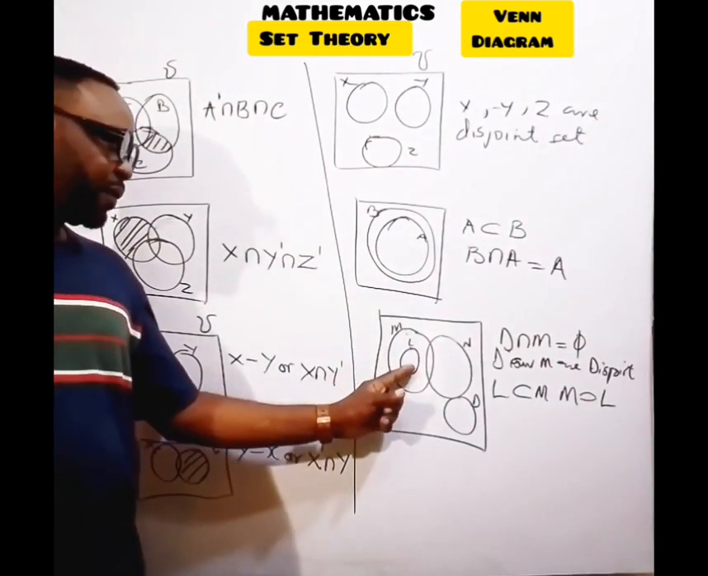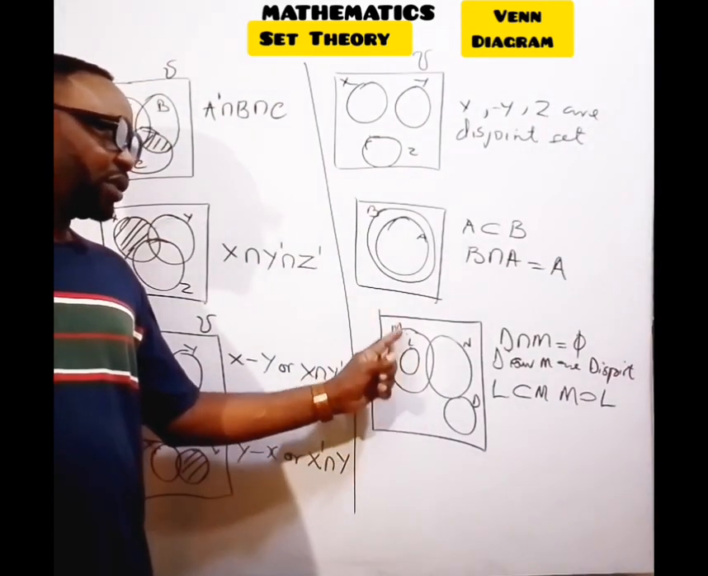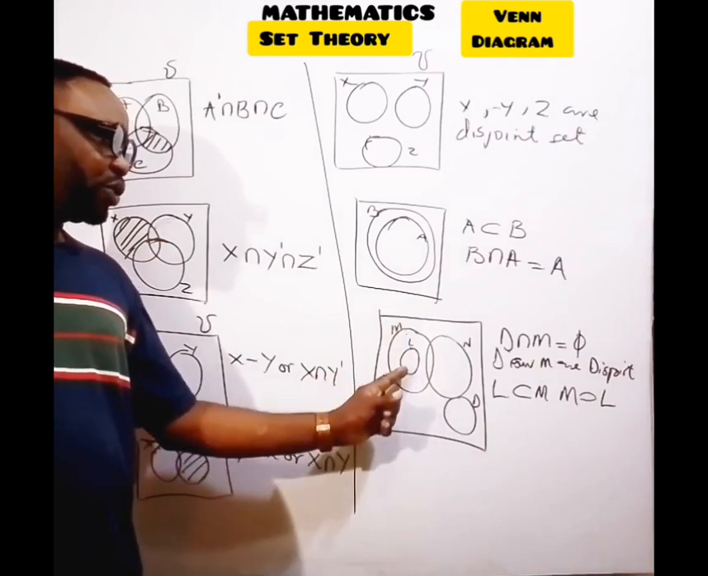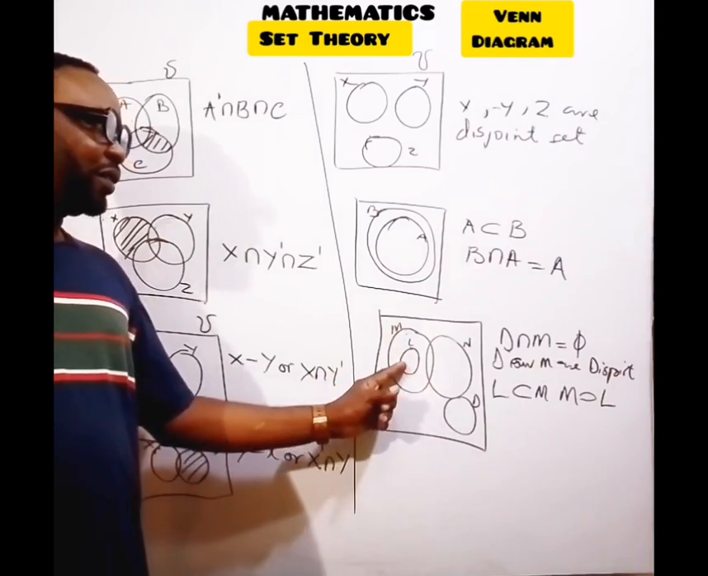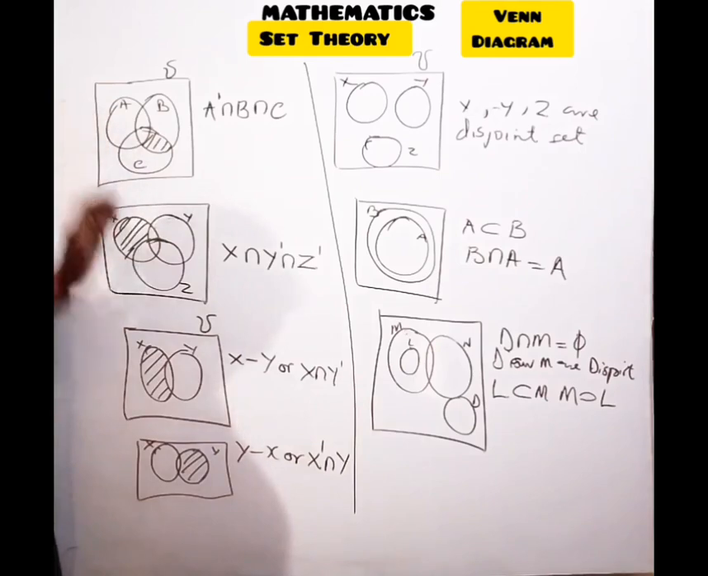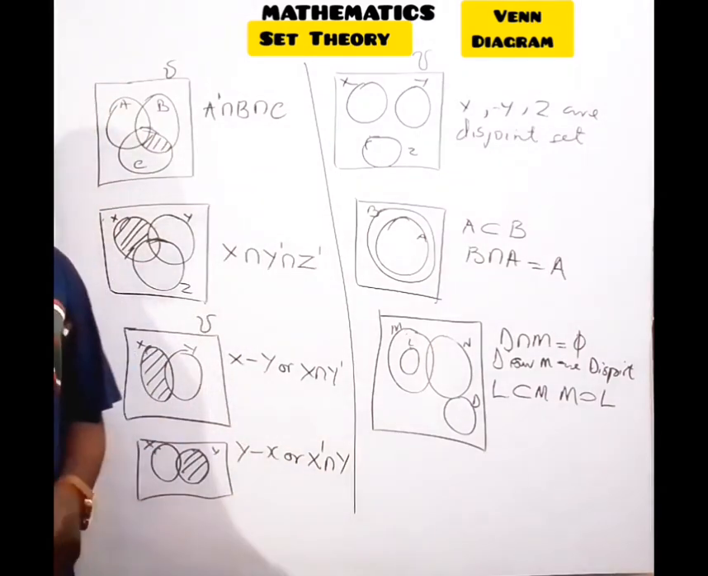You can see M is a subset of L, L is a subset of M, where M is a superset of L. So that is how those diagrams are arranged.